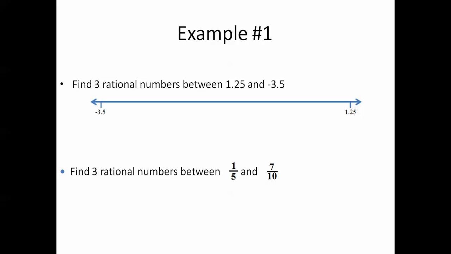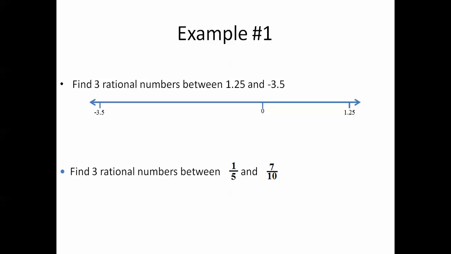Alright, so between our negatives and our positives, we know is the number 0. So let's choose that as one of our rational numbers. 0 can be written as a fraction, so therefore it is a rational number. Now between 0 and 1.25, the easiest number to pick out is the number 1. 1 can be written as any number over itself, so for example 1 over 1, or 3 over 3, or 5 over 5. So 1 is a rational number.